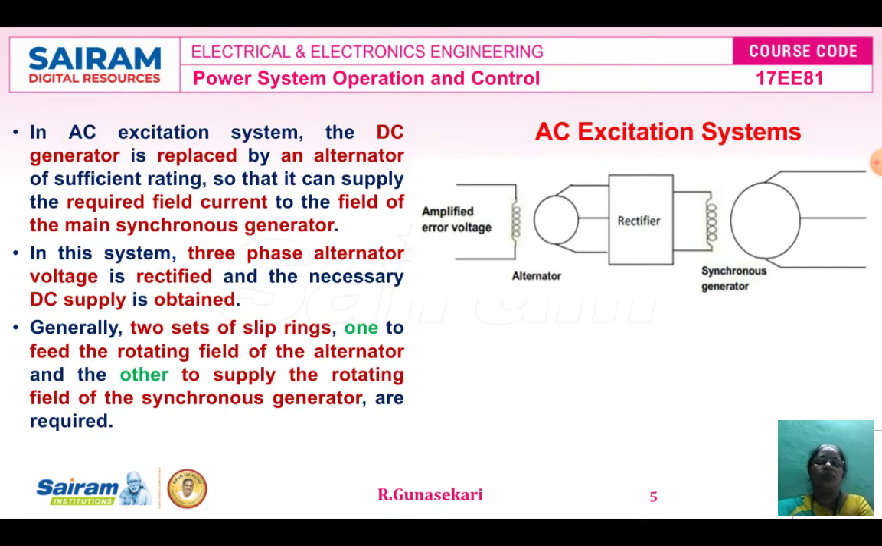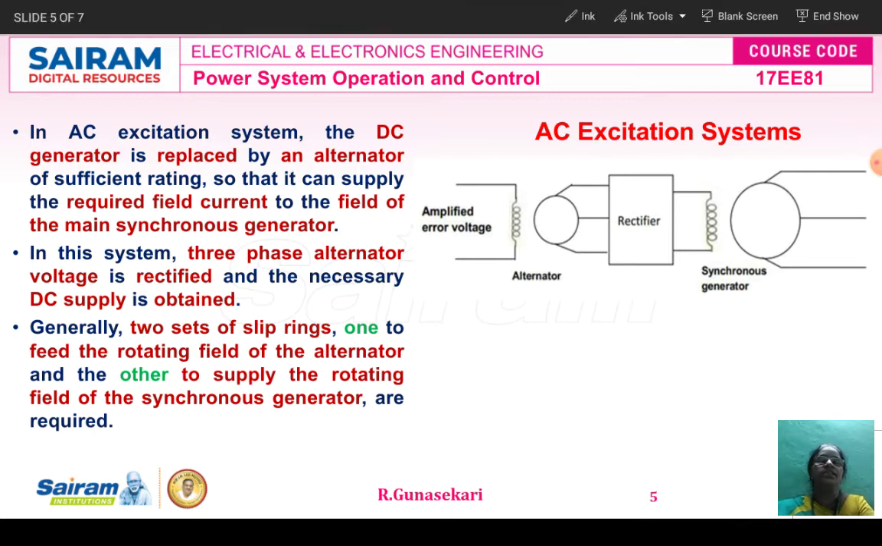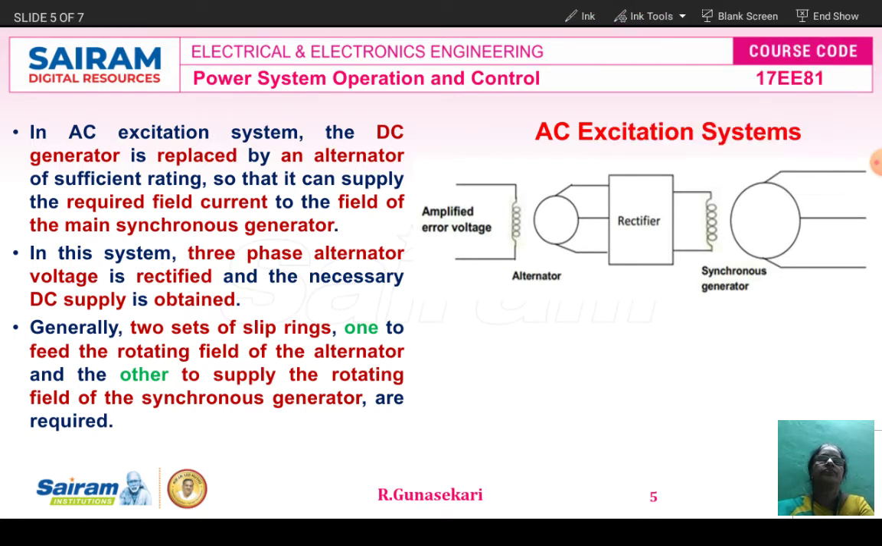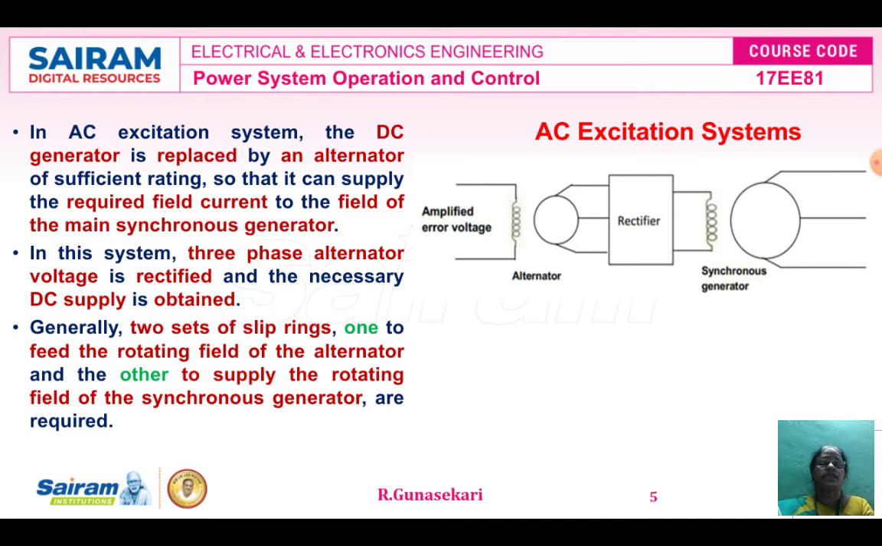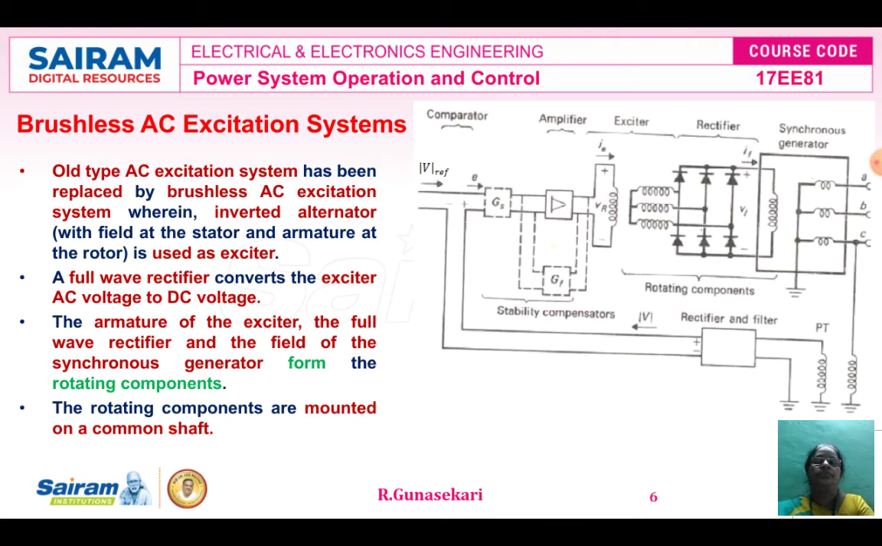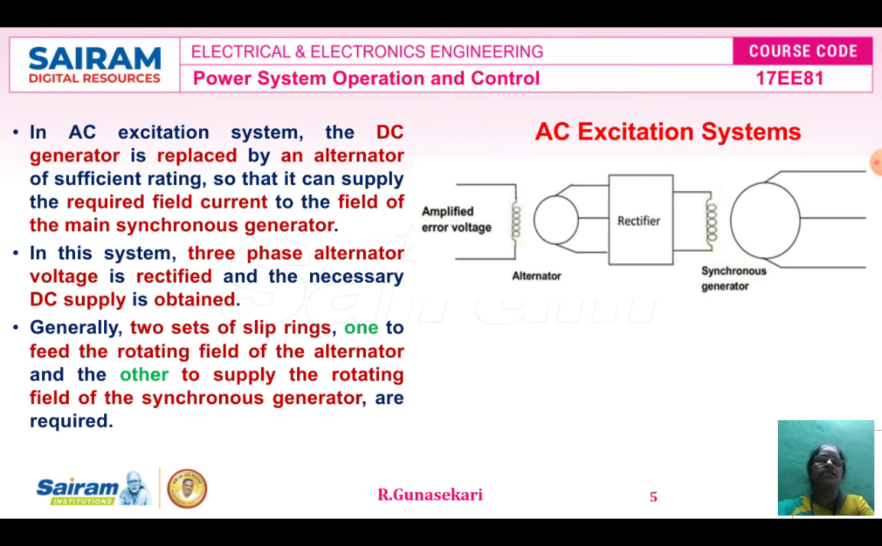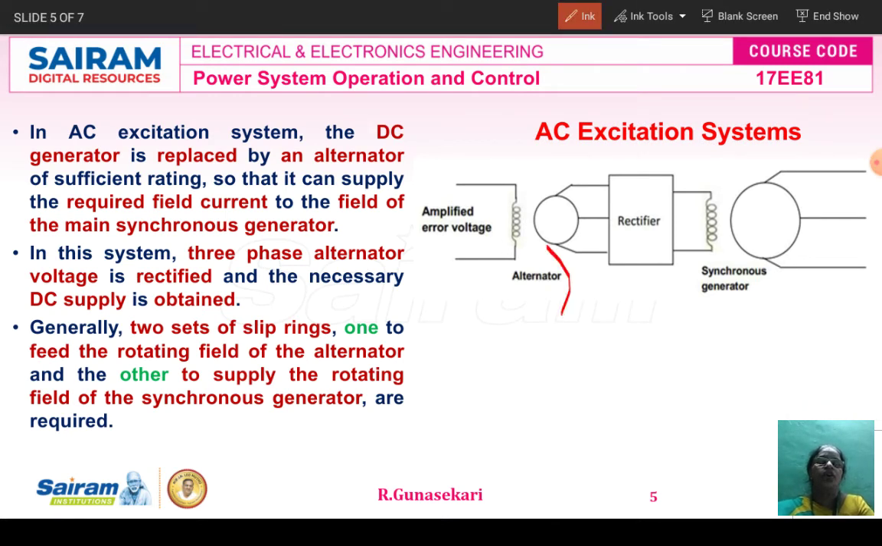Then we study the AC excitation system. The AC excitation system consists of an alternator, synchronous generator, and rectifier. What is the difference between the AC excitation system and the DC excitation system?